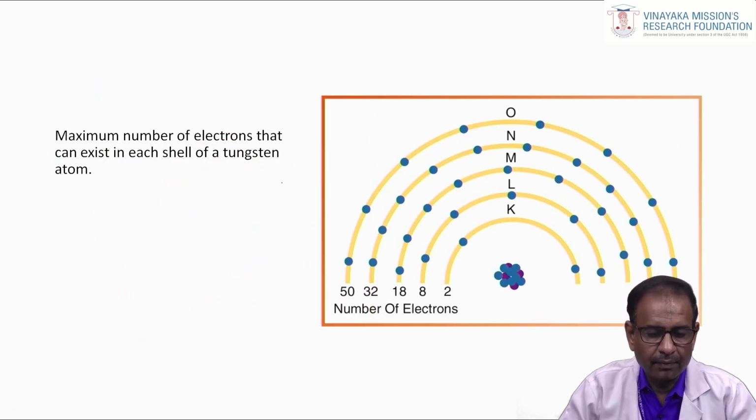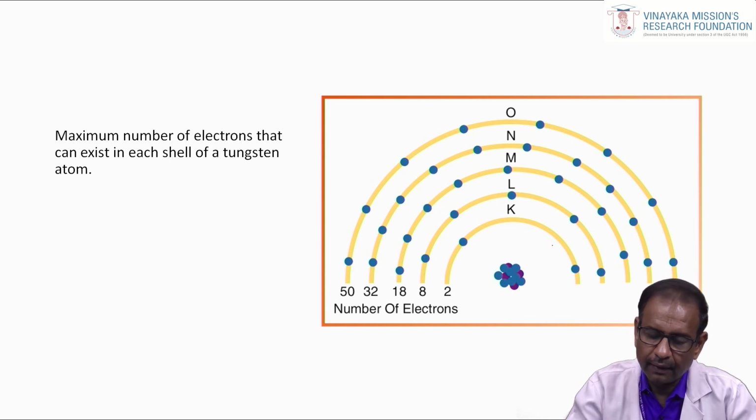The maximum number of electrons that can exist in each shell of the tungsten atom: this picture shows a tungsten atom. Each orbit contains a specific number of electrons. According to the formula 2n squared, the K shell contains a maximum of 2 electrons, the L shell contains 8 electrons, and the M shell 18 electrons. Like that, the orbits are arranged around the nucleus.